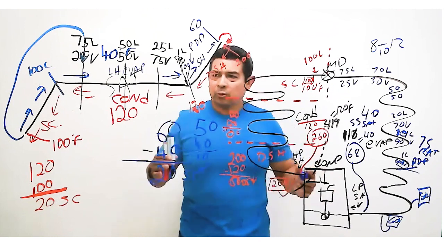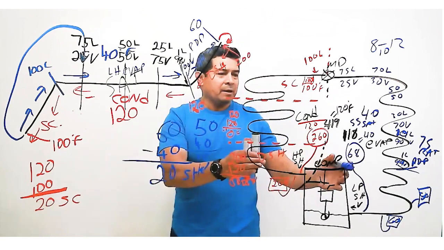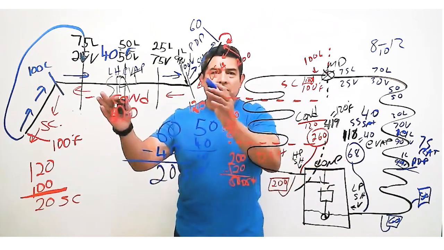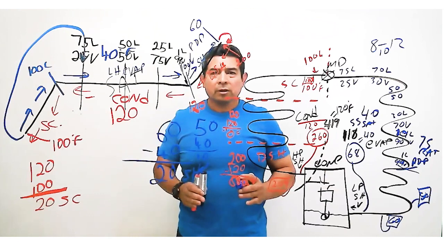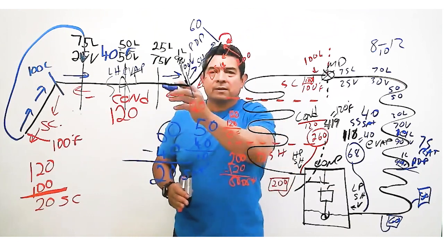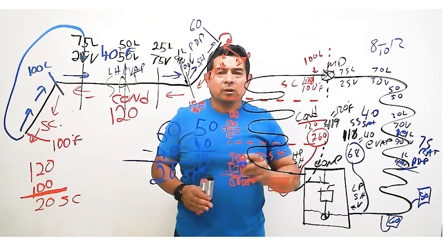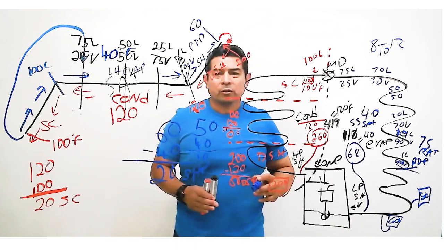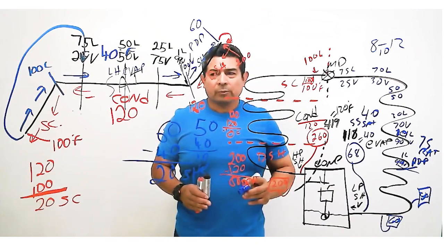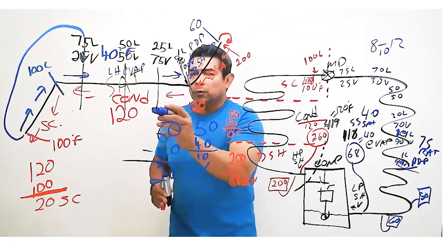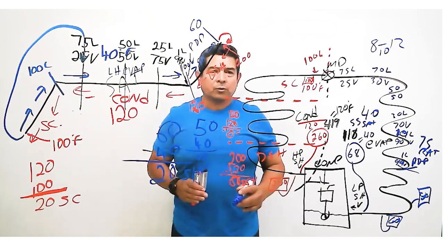Again, hopefully this helped you understand what is happening in the system and what's going on with this chart. Superheating: raising the temperature above the saturation temperature. Desuperheating: lowering the temperature down to saturation temperature. Subcooling: lowering the temperature below the saturation temperature.